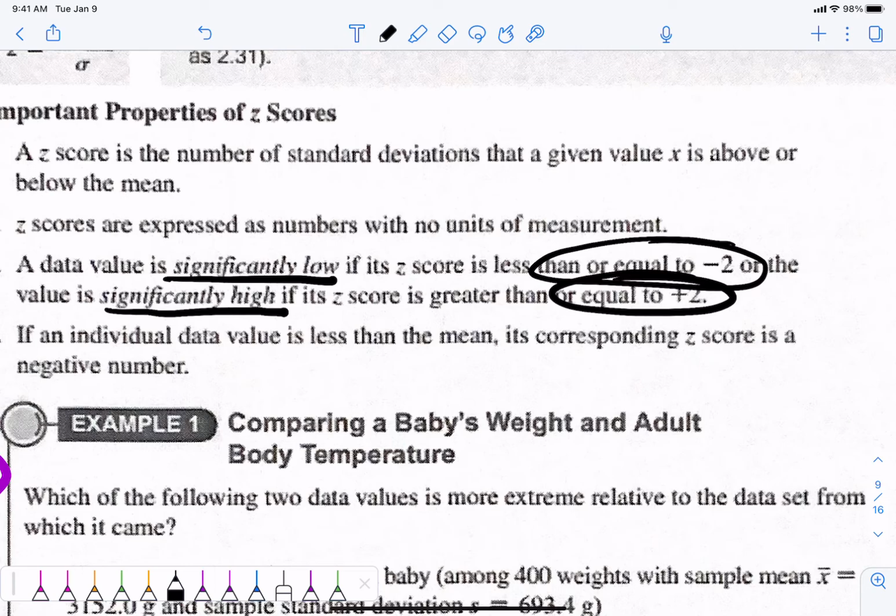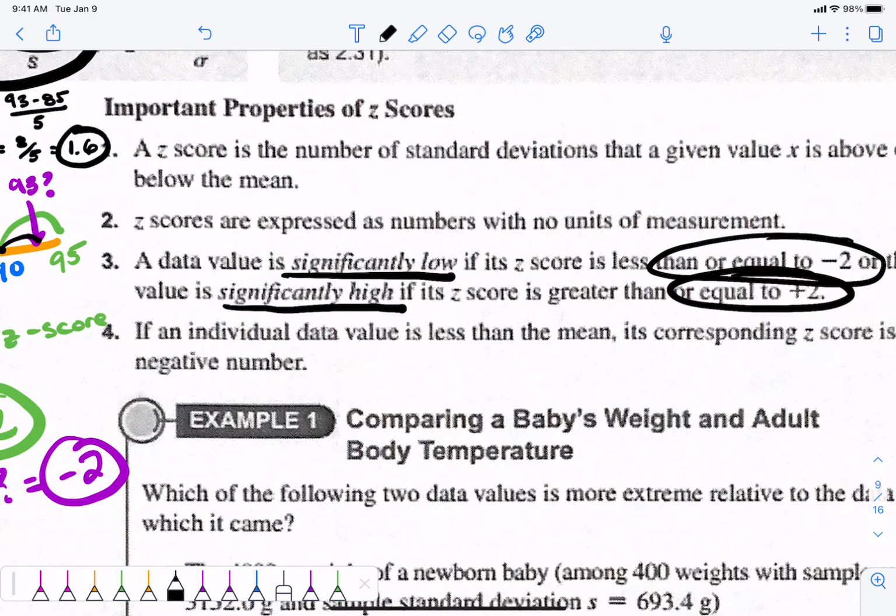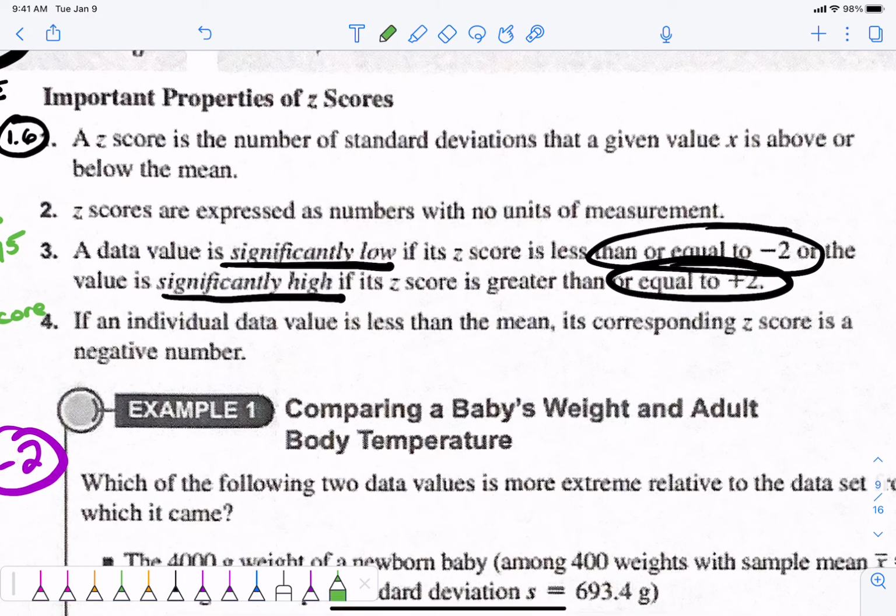Above 2 or below negative 2, that is the significantly low, significantly high people. Make sense? Okay, so Z-scores are expressed as numbers with no units of measure. It's just a Z-score. So if you're dealing with height, your Z-score doesn't have feet or inches on the end of it. It's just a Z-score, okay?